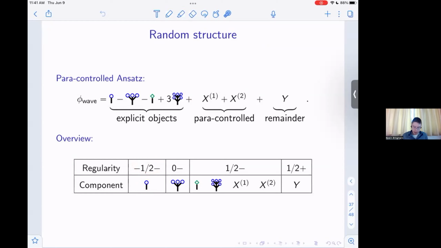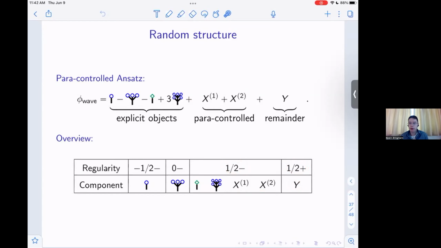The next object that we see is this tree-looking thing, and it has regularity 0 minus. So it's a tiny bit below 0, and this will actually become important a little bit later. The next 4 components, which are these 4, will all have regularity 1/2 minus. So they all sit a little bit below 1/2. And the last component that I have is this remainder, and this will have regularity 1/2 plus. So it will be a little bit better than 1/2.